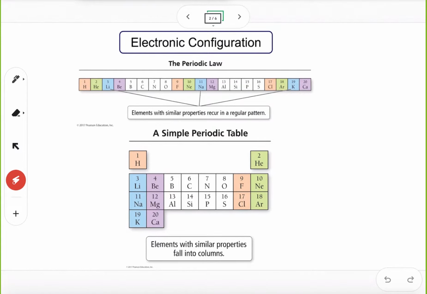If you take a look at the first 20 elements, if you just put them in one row from hydrogen to calcium, there's nothing special about this row. However, if you study the chemical properties of those elements, you realize that lithium, sodium, and potassium are three elements that show similar chemical properties. Helium and neon also have similar chemical properties. So there might be some better ways to organize those elements.